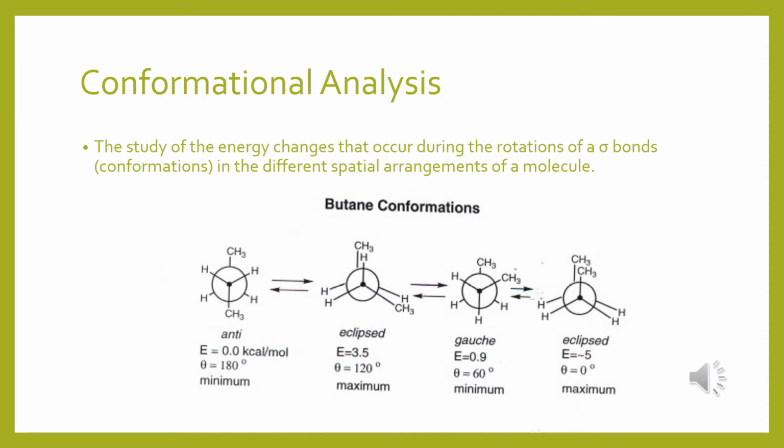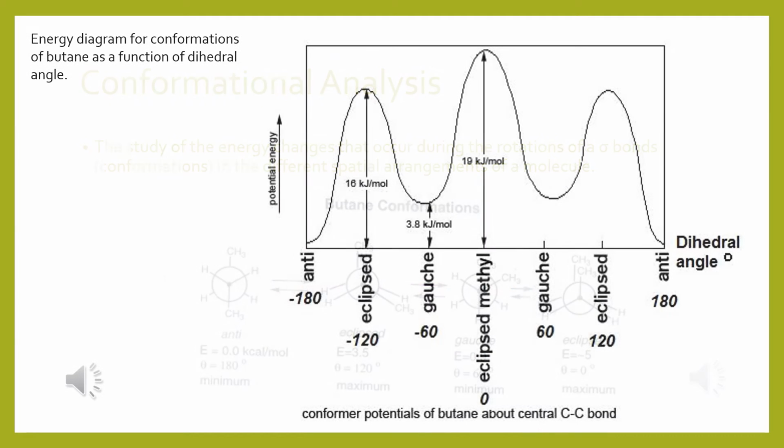Conformational analysis is the study of energy changes that occur during the rotations of a sigma bond in the different spatial arrangements of a molecule. Below is an example of a butane conformation. Anti and gauche conformations do not line up, and eclipsed is when the two groups are lined up. This is an energy diagram for the butane conformation as a function of dihedral angle.